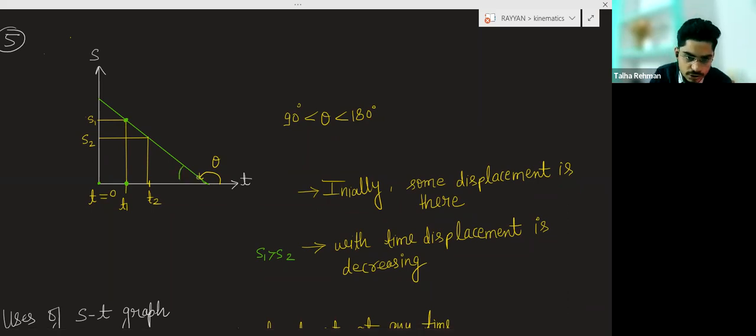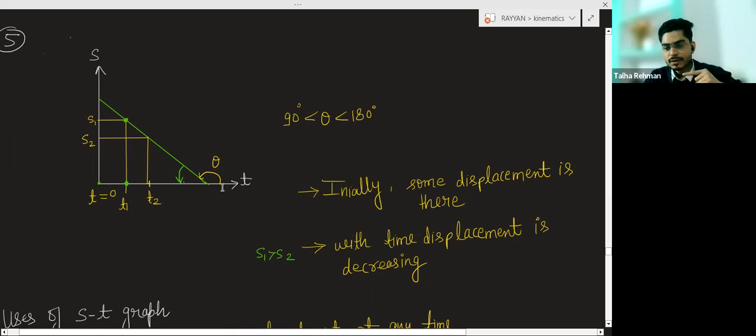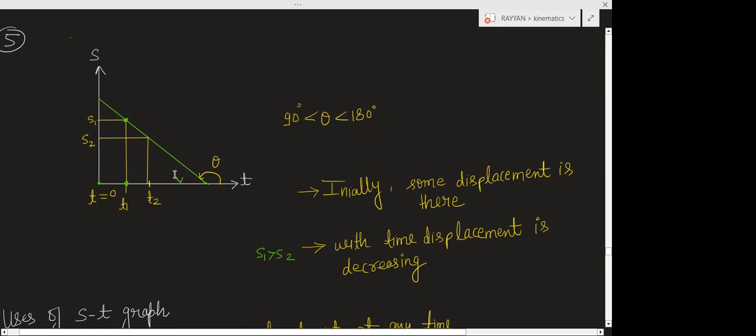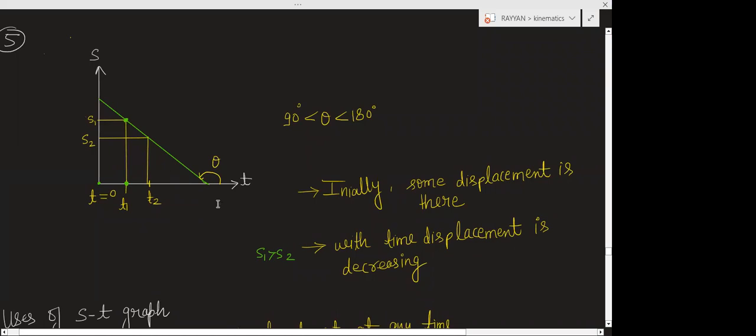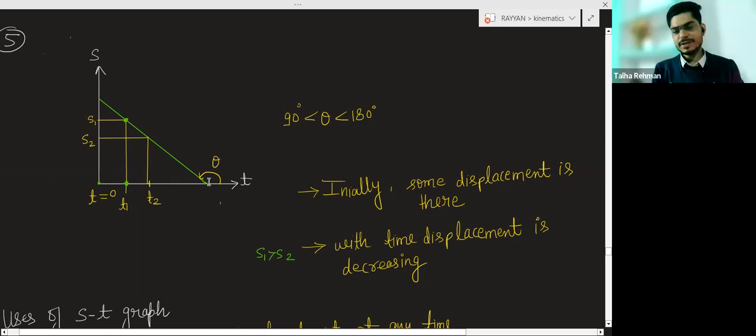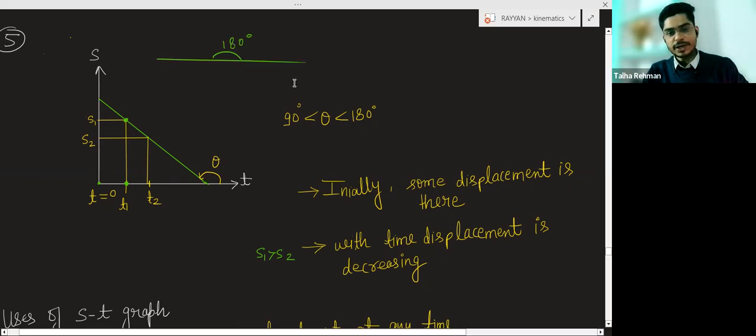Anti-clockwise can be like this also. This is also an anti-clockwise angle. But this is from the graph to the line. Your angle should be from the axis to the graph, and that should be anti-clockwise. Then you will get this theta. Now is this theta greater than 90 or not? This theta is greater than 90 and less than 180. 180 means this flat line. But this angle is in between 90 to 180.